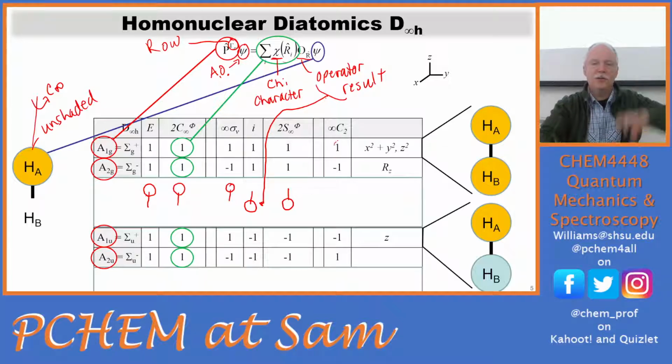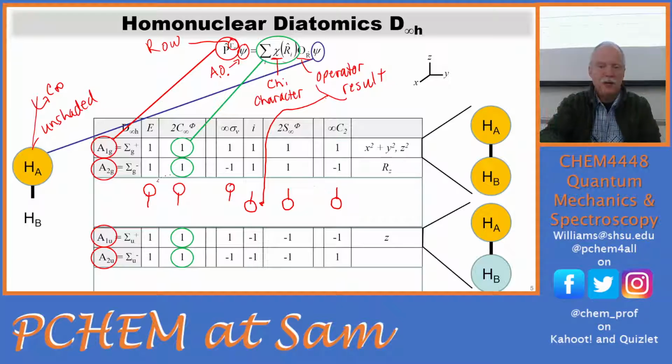And then lastly, we do a C2. The perpendicular C2s in the D infinity h are like the x-axis, y-axis. There happens to be an infinite number of those. We just pick one and rotate it. That moves it down to the other atom. And it has a +1 on it, so that's going to be unshaded.